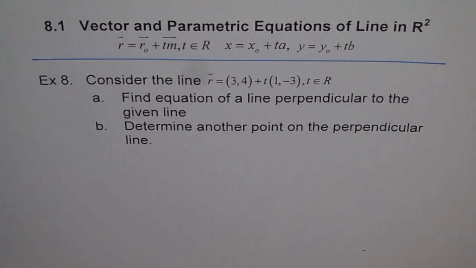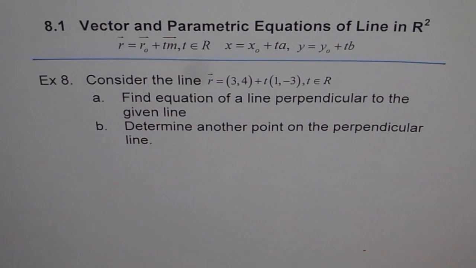8.1 Vector and parametric equations of line in two dimension R2. Example 8. Consider the line r equals (3, 4) plus t times (1, -3), where t belongs to the set of real numbers. A. Find the equation of a line perpendicular to the given line. B. Determine another point on the perpendicular line.